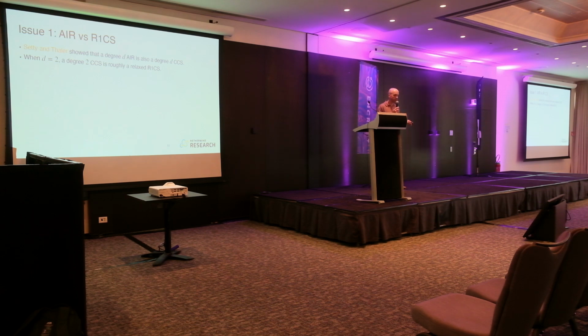Let's assume they have degree 2. So we can think of AIRs as this degree-2 CCS, which is some kind of relaxed R1CS. For the purposes of this talk, we will think of AIRs as relaxed R1CSs. They are not exactly, but they look like relaxed R1CSs, only with a little bit more complication. So since AIRs are relaxed R1CSs, in principle you could use this Nova-type folding scheme on the AIR relation.